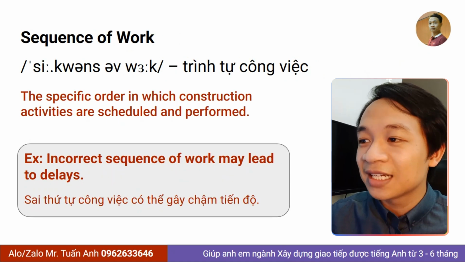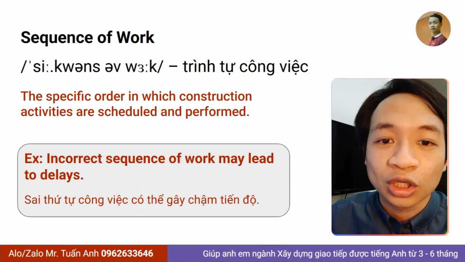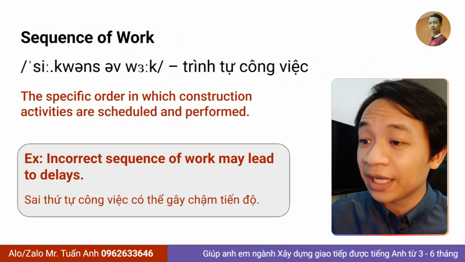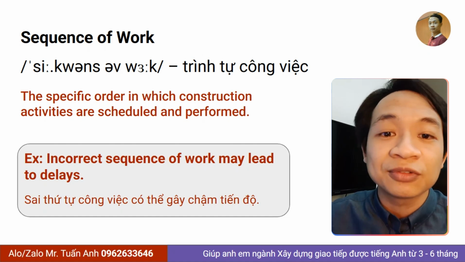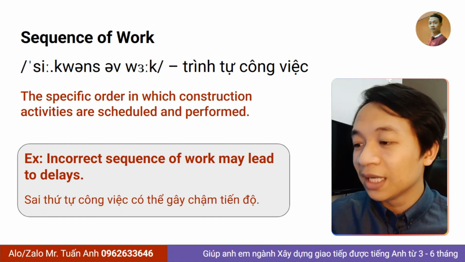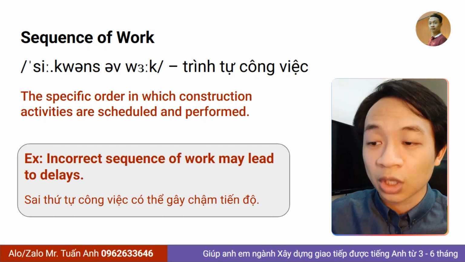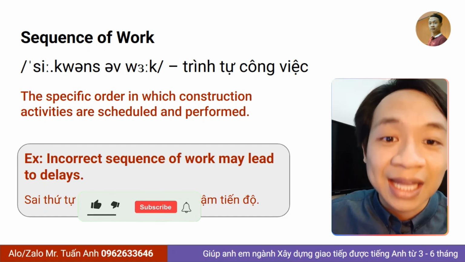Okay, next, sequence of work: the specific order in which construction activities are scheduled and performed. For example, incorrect sequence of work may lead to delays.